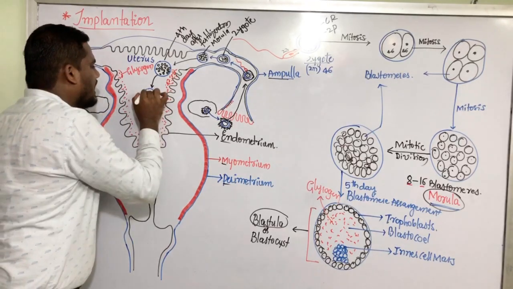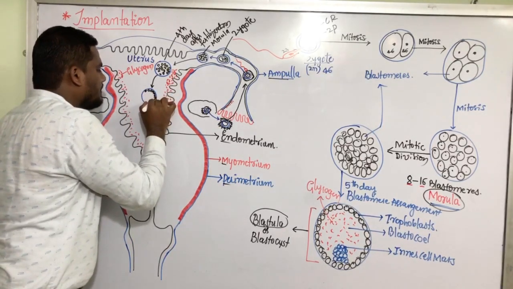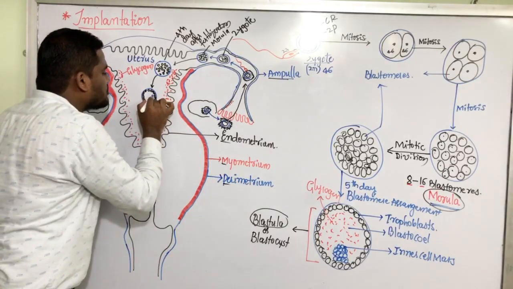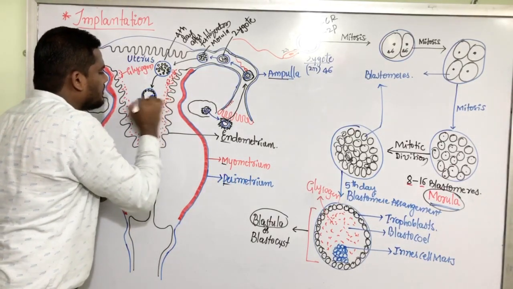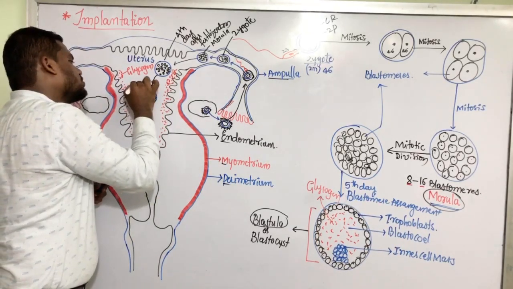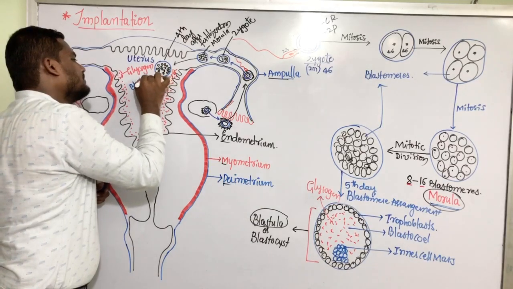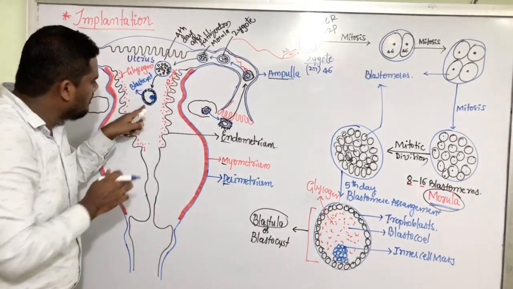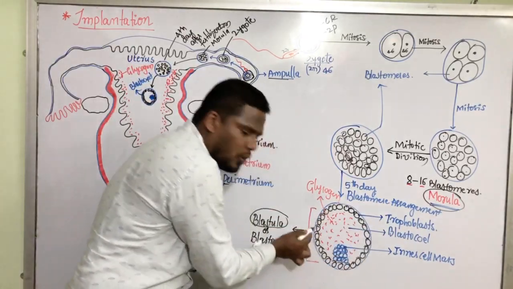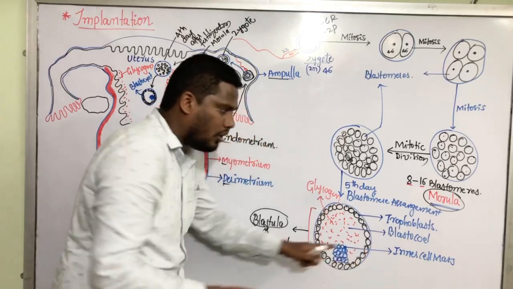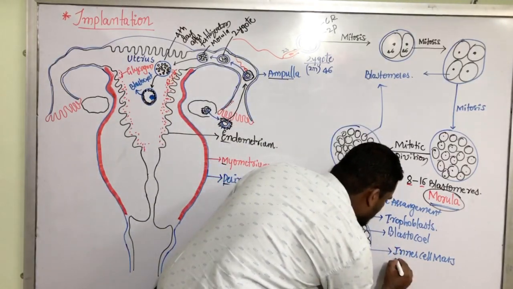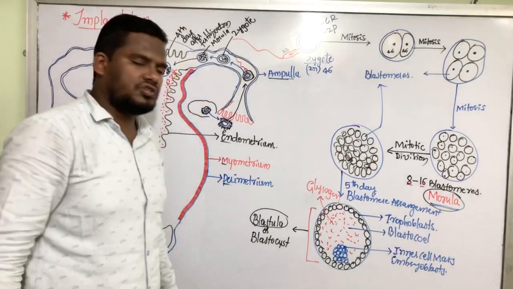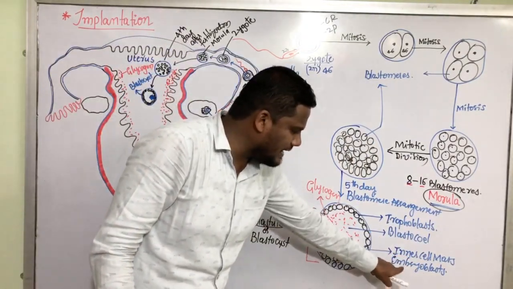Some of the cells are arranged towards the border here, and some of the cells form a knob-like structure here. This is the blastocyst, or blastula structure. This blastula consists of the outer trophoblast and the knob-like inner cells, which are called the inner cell mass. The inner cell mass is also called the embryoblast.